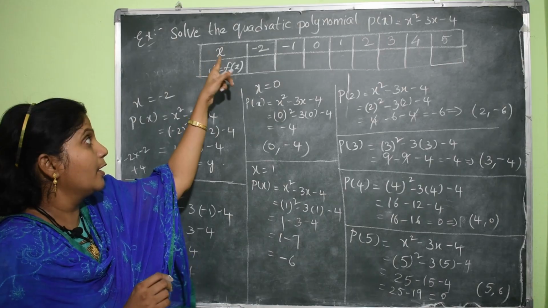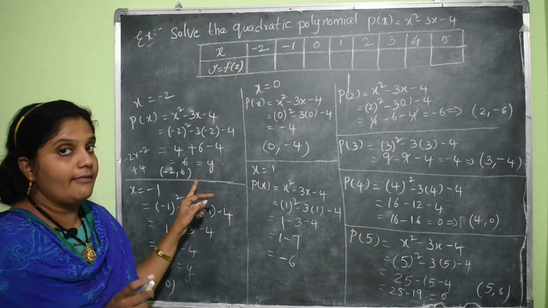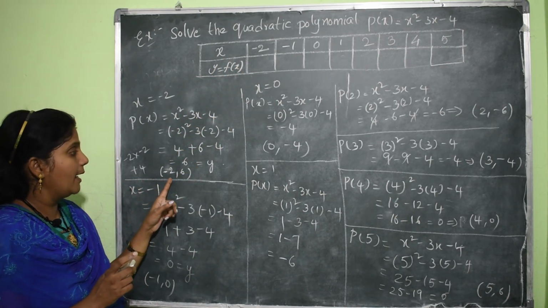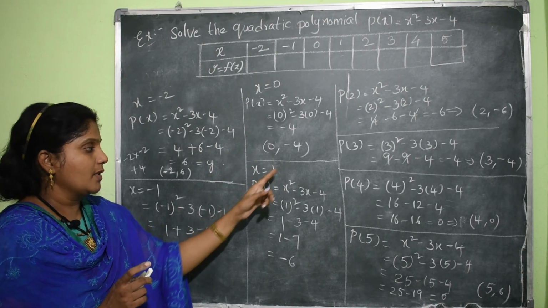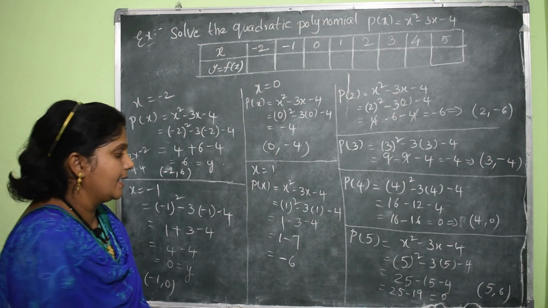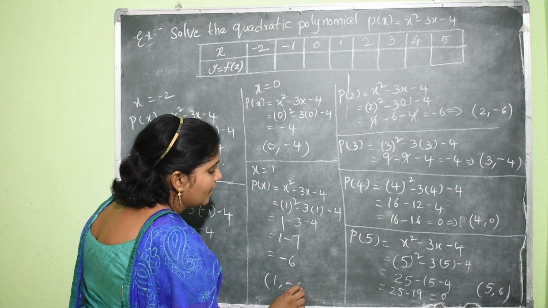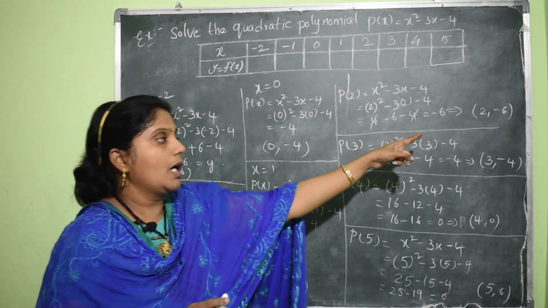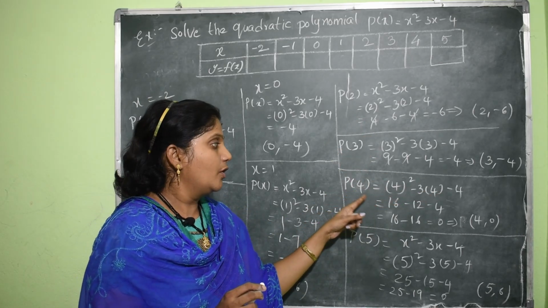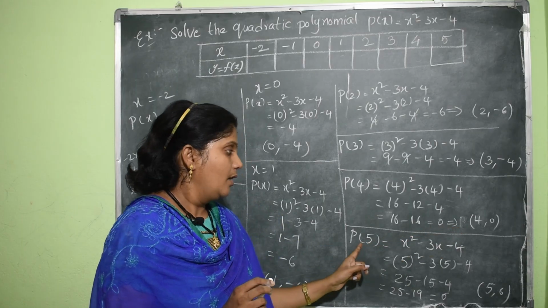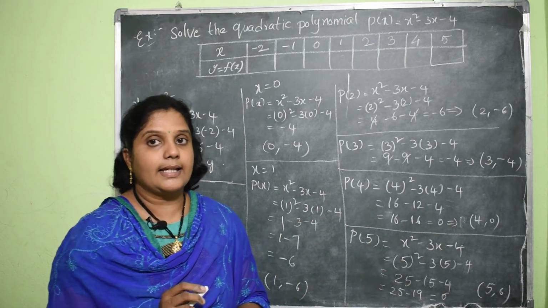So for this tabular form for x values we got the values like this. For minus 2, 6. For minus 1, 0. For 0, minus 4. For 1 value, minus 6. For 2 value, minus 6. For 3 value, minus 4. For 4 value, 0. For 5 value, 6.